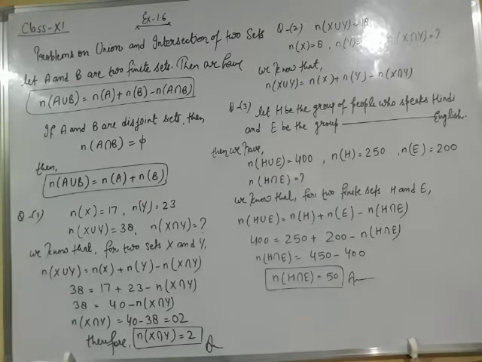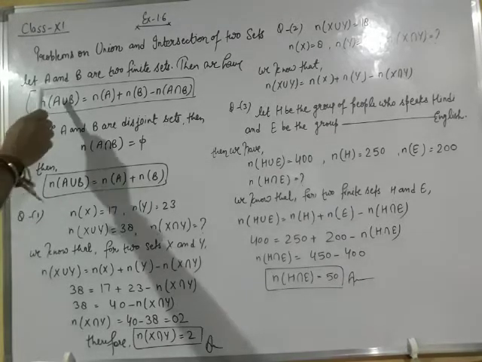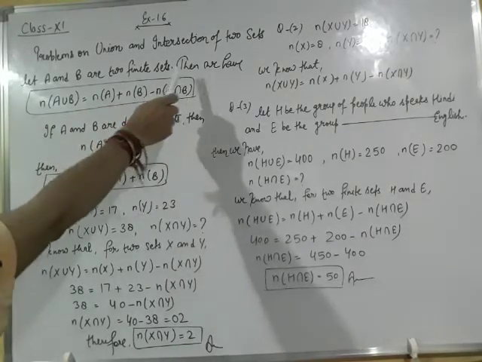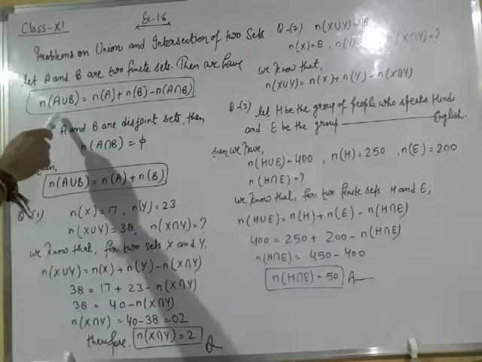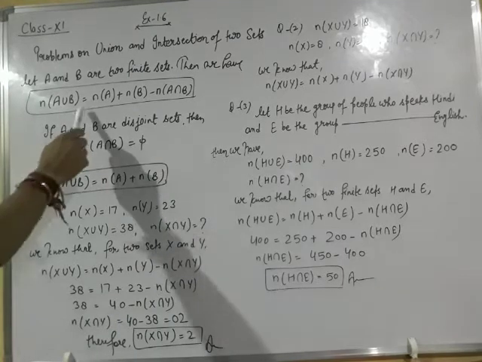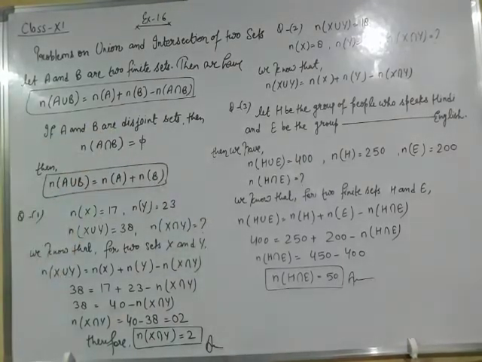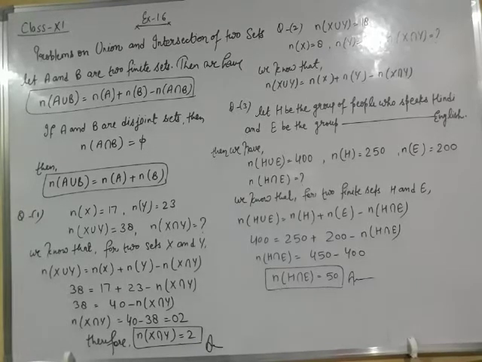For two sets A and B, if both sets are finite, then we have n(A union B) equal to n(A) plus n(B) minus n(A intersection B). This is the formula which we will apply in this exercise 1.6.